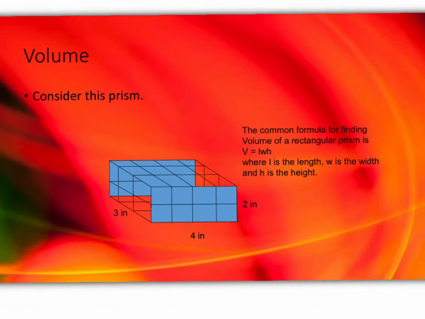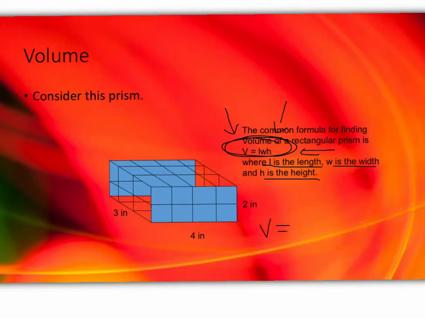Here's another way for us to get the cubic units, or the volume, of the prism. The common formula for finding the volume of a rectangular prism is volume equals length times width times height, where L is the length, W is the width, and H is the height. So make sure you write that formula in your notes, and you can draw some arrows to it. Also, don't forget to define what L is, what W is, and what H is. So let's go ahead and use this formula to find the volume of this prism.